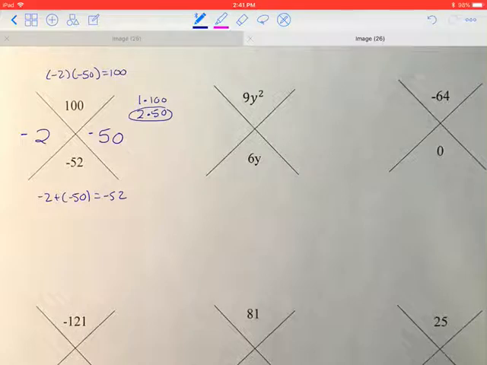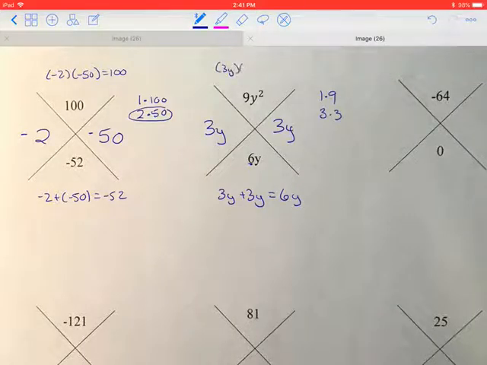Now this one's interesting. It's got some letters in here. So let's start with a 9. I can do 1 times 9 or 3 times 3. If I want to add them to be 6, though, it would have to be 3 and 3. But I do have a y in there. So let's try sticking a y on the end of each of these. That way when I add them, they're similar, so I can put them together and get 6y. But when I multiply them, I have to use my exponent rules, and I would get 9y squared.